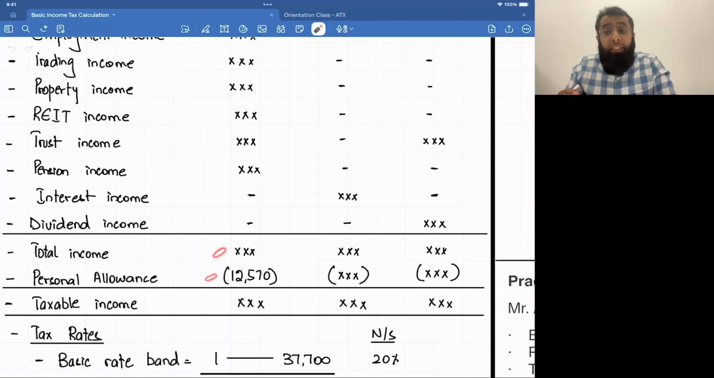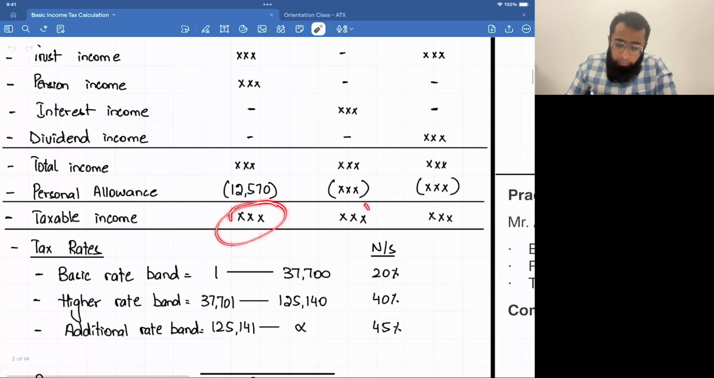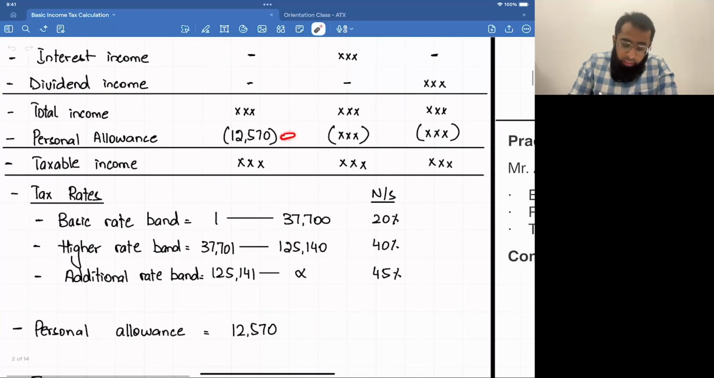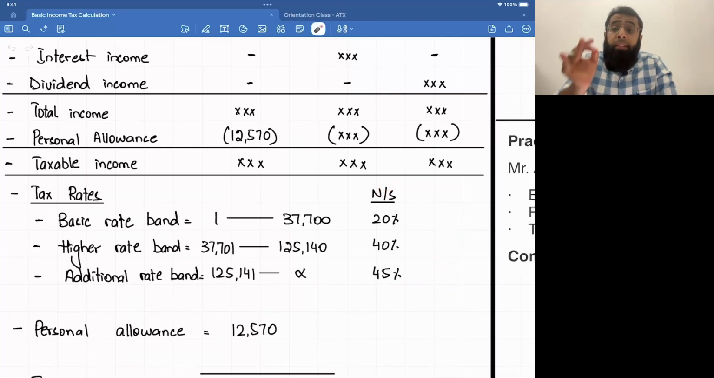Always from non-saving income first because it has the highest tax rates. Once you study saving and dividend, you will understand it. You get the taxable income on which you apply the tax rate. This personal allowance and these tax rates, listen to me, very important thing, will be provided in your exam paper. So no need to learn them.